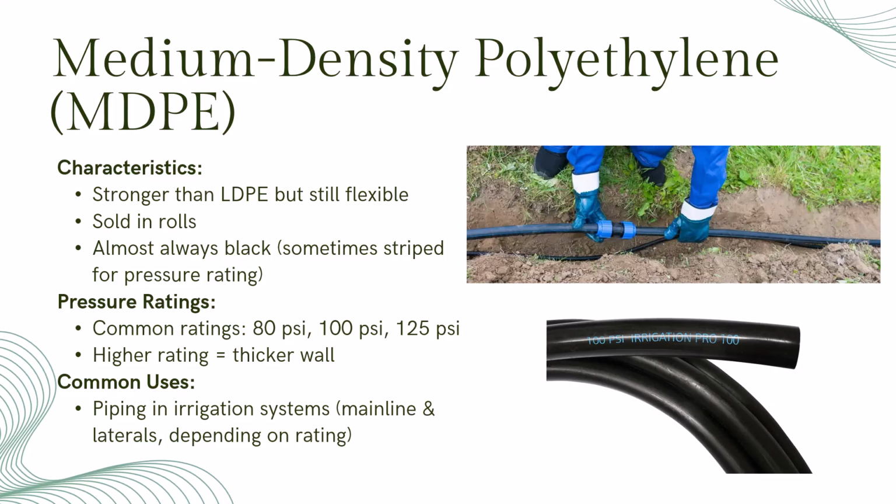Medium-density polyethylene, or MDPE, is the in-between option, stronger than LDPE, but still flexible enough to work with easily. You'll usually see it in black rolls, though some brands add colored stripes to indicate the pressure rating. Common ratings include 80 psi, 100 psi, and 125 psi. The higher the pressure rating, the thicker the pipe wall. MDPE is used for irrigation system piping, sometimes for both mainlines and laterals depending on the pressure rating. Because it's sold in rolls, it's convenient to transport and install, especially in areas where you want to minimize the number of joints.